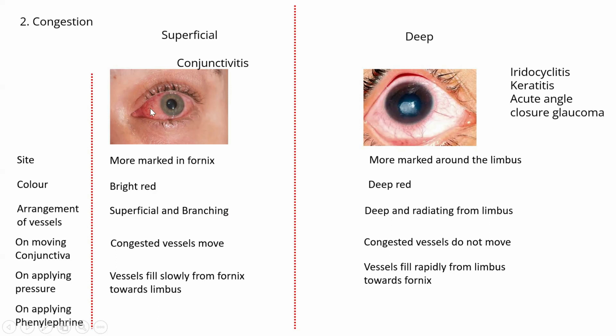On applying phenylephrine, which is a vasoconstrictor, vessels blanch immediately in case of superficial conjunctival congestion. Whereas the deep vessels do not blanch. You will still see, even after you put phenylephrine, the congestion remains. So, first you'll mention the color. If it is normal, then you look for any congestion. If congestion is present, you'll differentiate whether it's superficial or deep.